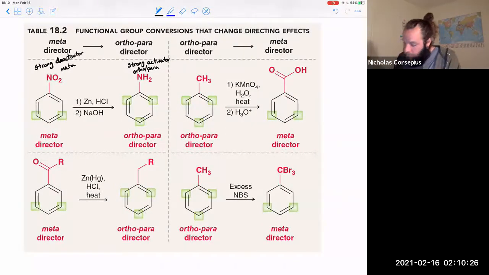So first of all, the reduction of the nitro group, we also have the oxidation of the benzylic carbon, and that will change this from an ortho-para director to a meta director. We can reduce these acyl groups. We talked about this when we talked about the Friedel-Crafts reactions. We can reduce an acyl group to an alkyl group. That would change it from a meta director to an ortho-para director. And we can convert a methyl group to this tribromo group here. The methyl group would be an ortho-para director. Then we use excess NBS, convert it to this here. This is one of our strong deactivators and is meta-directing, okay?